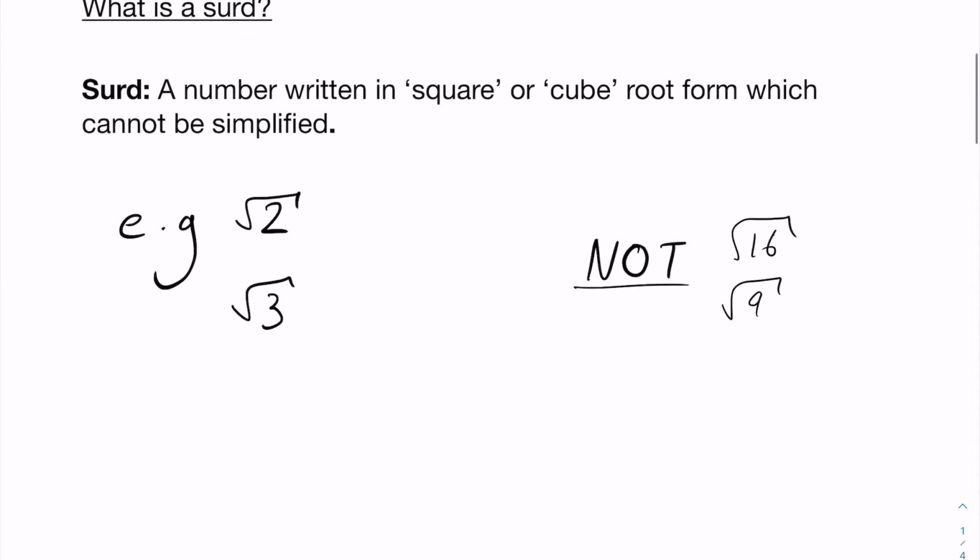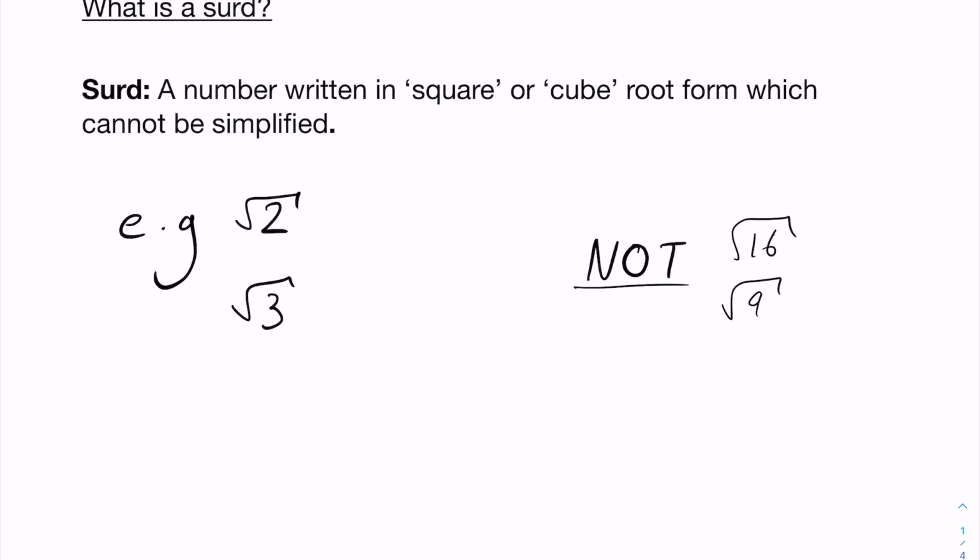What actually is a surd? Well, a surd is a number written in square or cube root form, which cannot be simplified. Some examples of surds would include the square root of 2 and the square root of 3. This is typically what surds are going to look like.